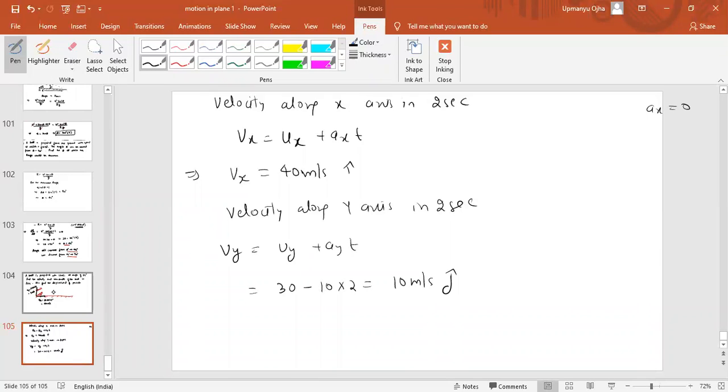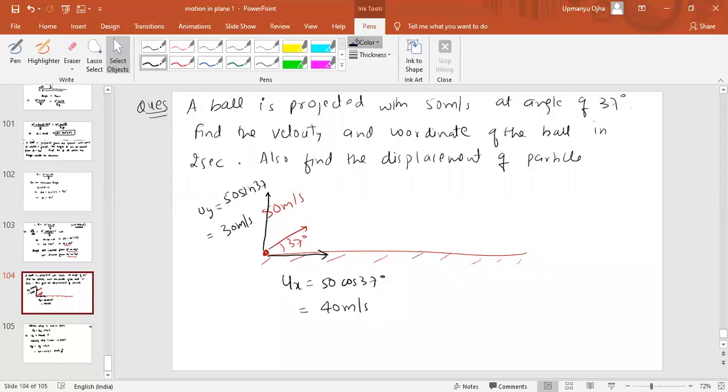So we can see that after 2 seconds, the particle must be somewhere here. We don't know where it is, but it would be at some point A where Vx equals 40 meter per second along the x-axis and Vy is 10 meter per second along the y-axis.